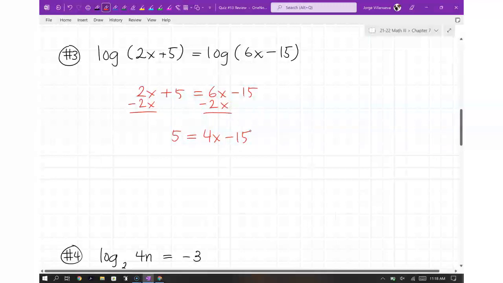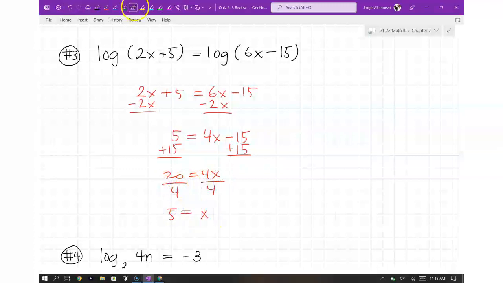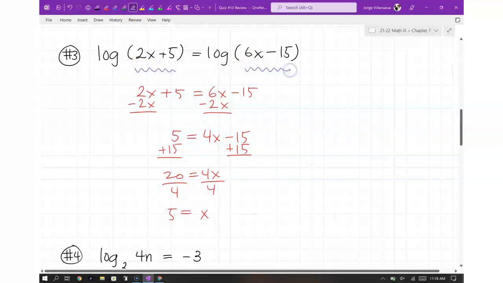Like I said, this part you guys should be good at, right? You've been doing this for years and years and years, right? Just add 15 on both sides here. So 20 is equal to 4x. And then just divide by 4. And remember, you got to check. Make sure you check that it works on 2x plus 5 and 6x minus 15.